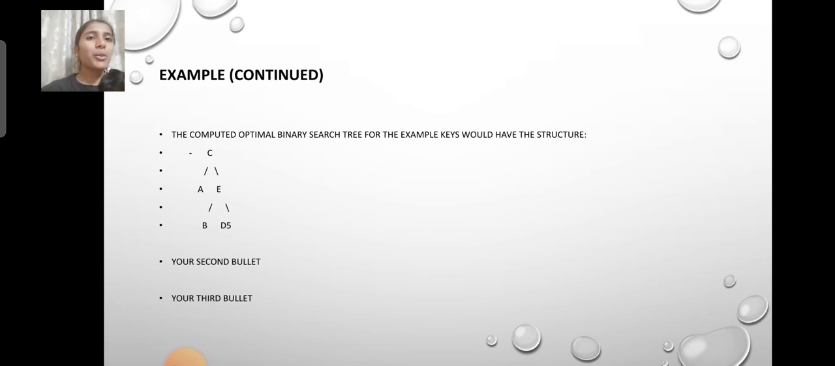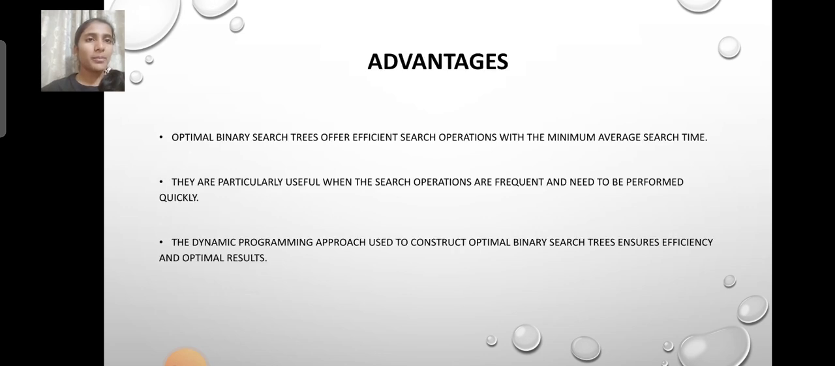Example, the computed optimal binary search tree for the example keys would have this structure.